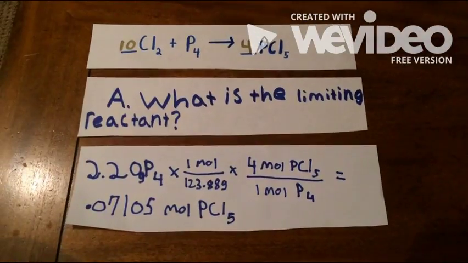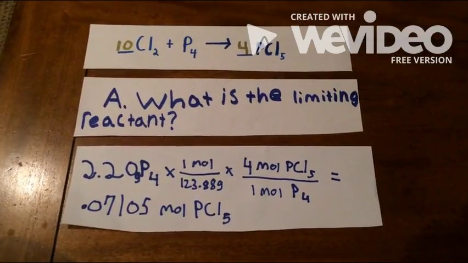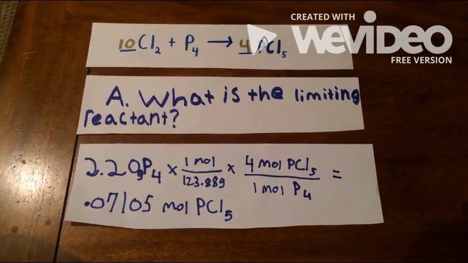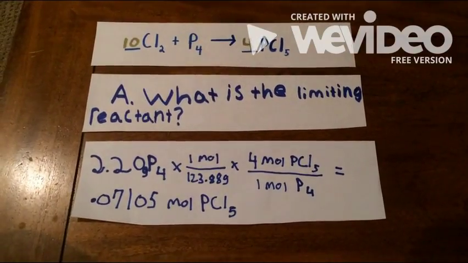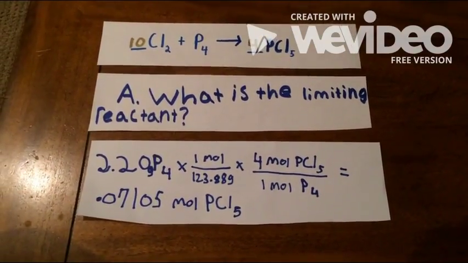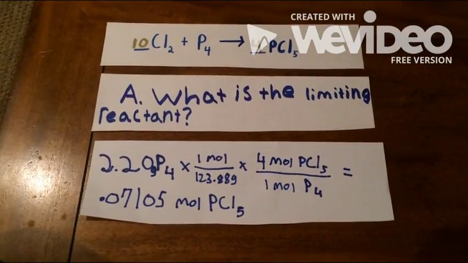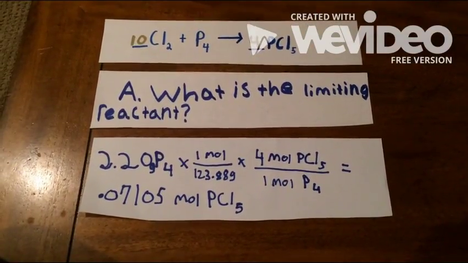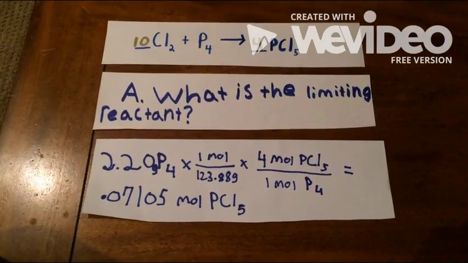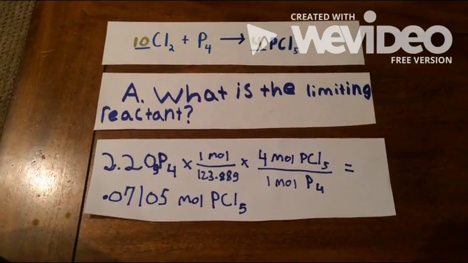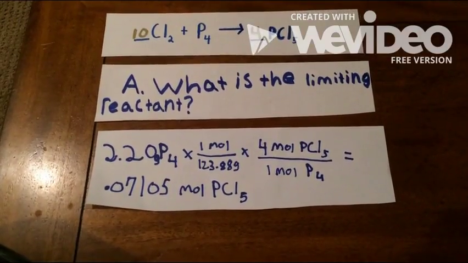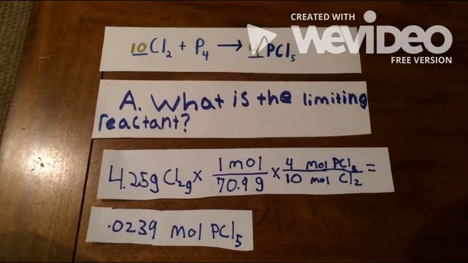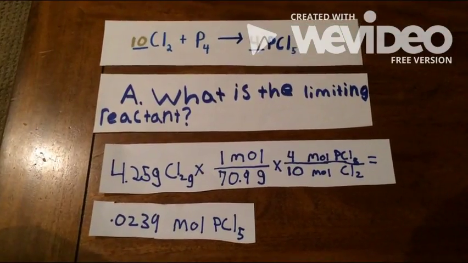There are 2.20 grams of P4. Its molar mass is 123.88 grams. For every 1 mole of P4, there are 4 moles of PCl5. So we take 2.20 times 1 mole over 123.88 times 4/1, and that gives us 0.07105 moles of PCl5, rounding to 3 significant figures. As there are fewer moles from Cl2, Cl2 is our limiting reactant.